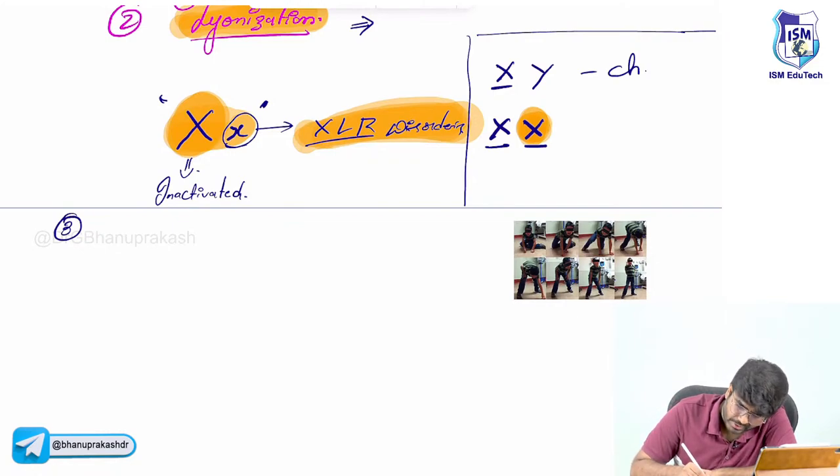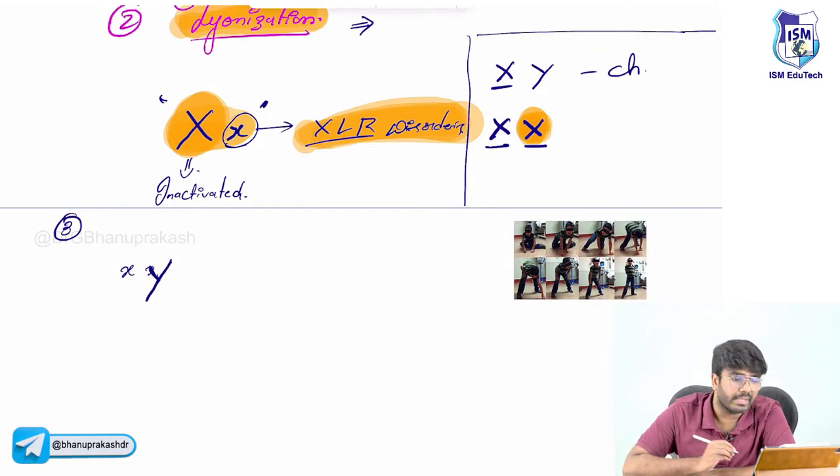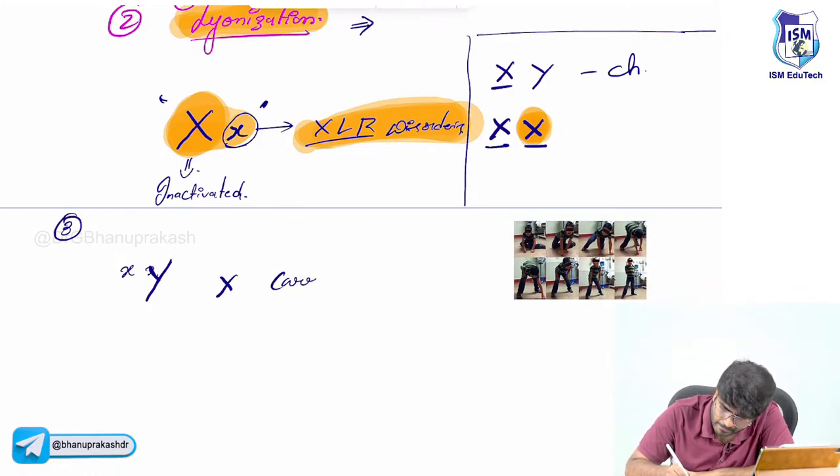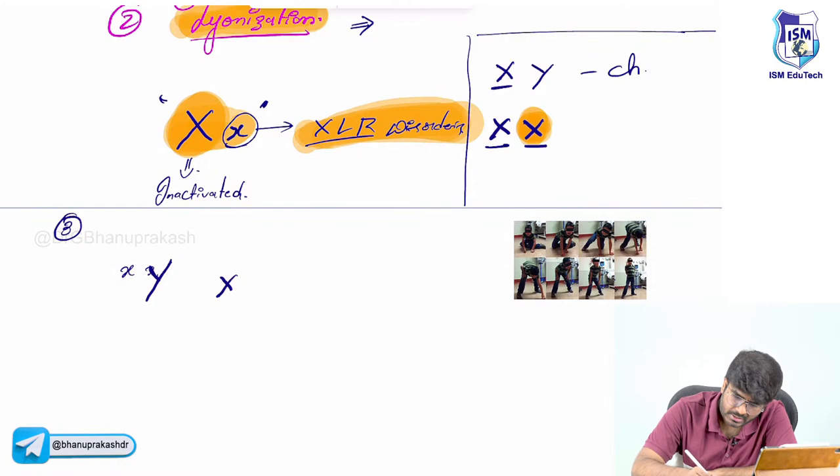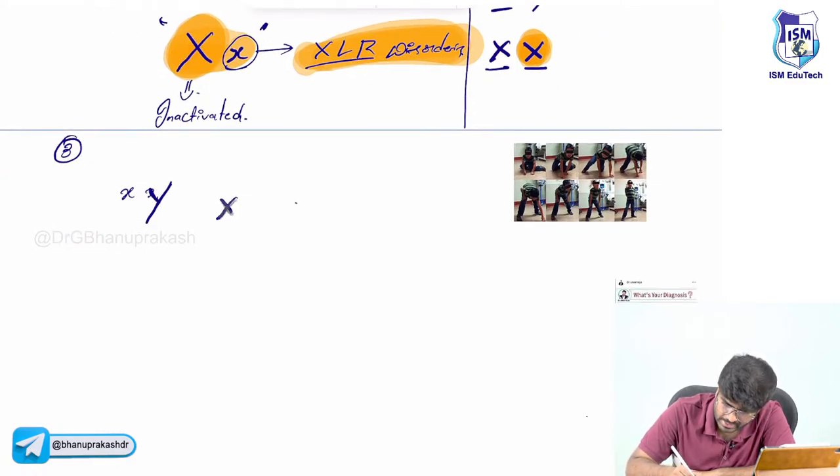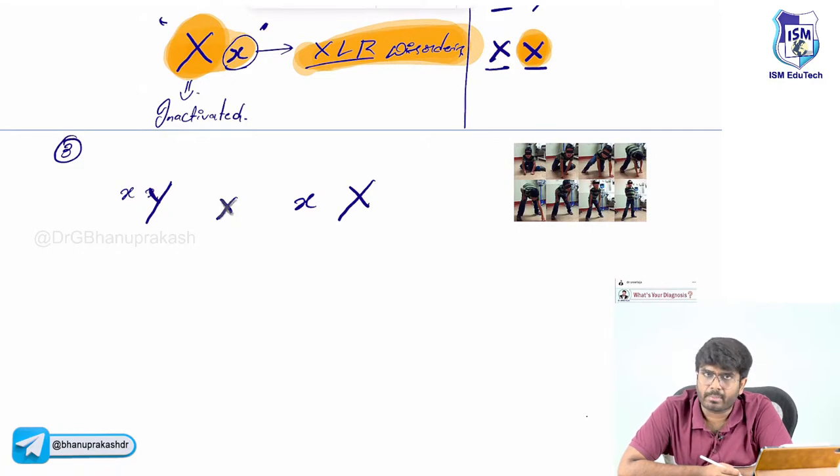The diseased male is X-linked recessive, so small x and Y. Now he has kids with a carrier female. A carrier female means small x and capital X.